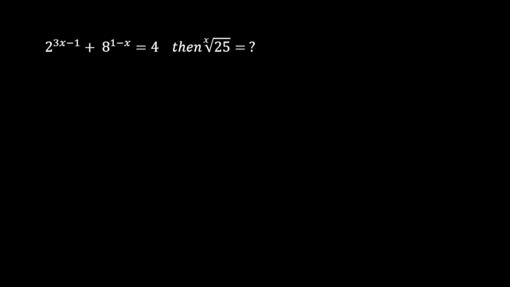The equation is: if 2 to the power 3x minus 1 plus 8 raised to the power 1 minus x is equal to 4, then we will have to find the xth root of 25. So let us start with the proceeding.